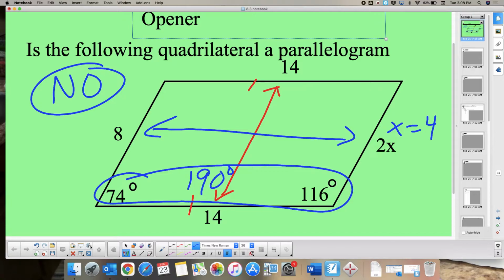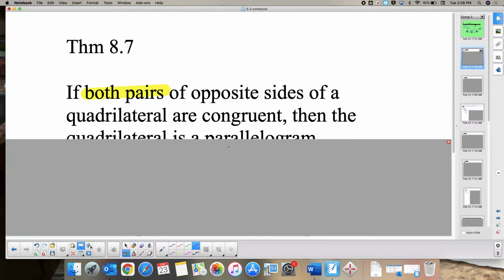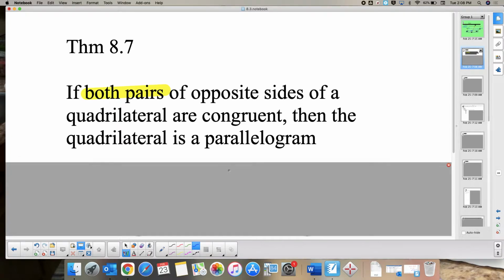All right, and that's what we're going to get into today, those properties that we can use to show you have a parallelogram. All right, so our first one here. If both pairs of opposite sides are congruent, then your quadrilateral is a parallelogram. So you do need, as we showed in the opener, both pairs of opposite sides to be congruent, not just one set.